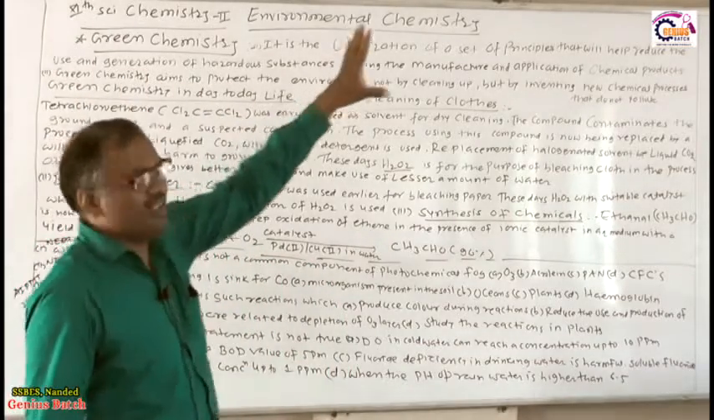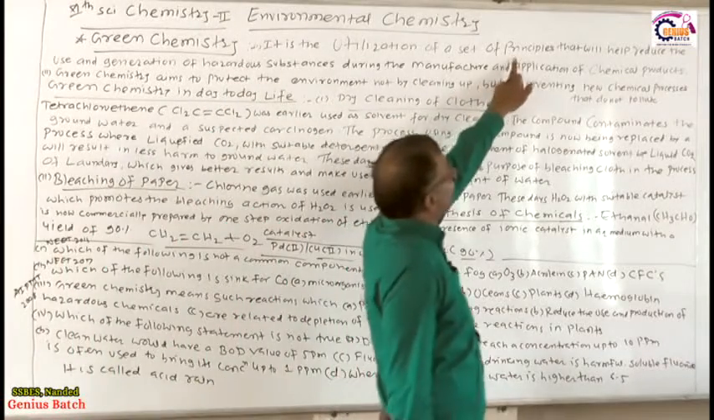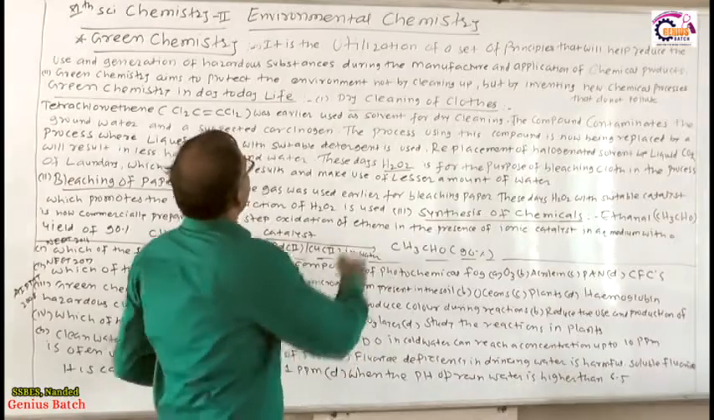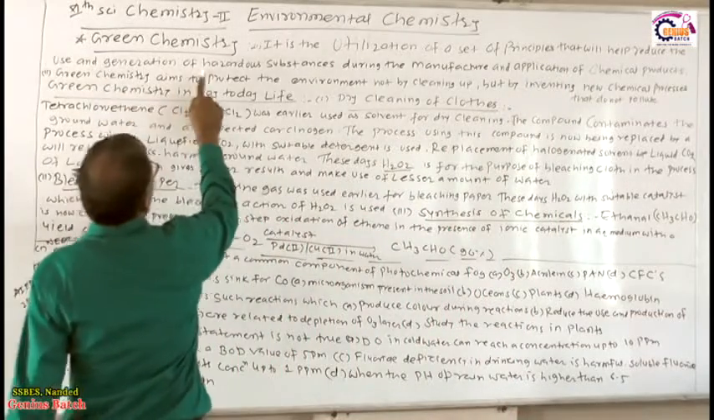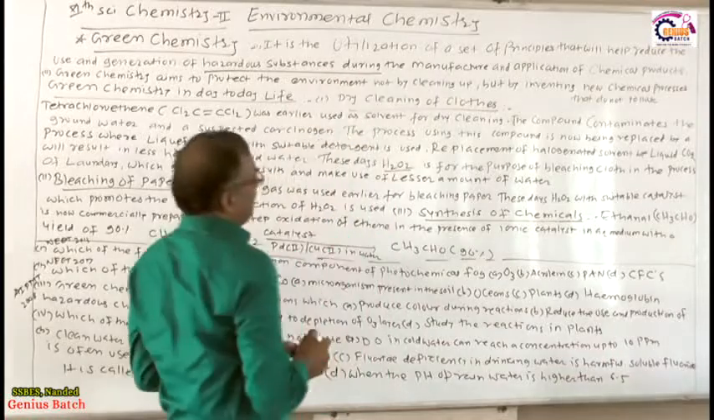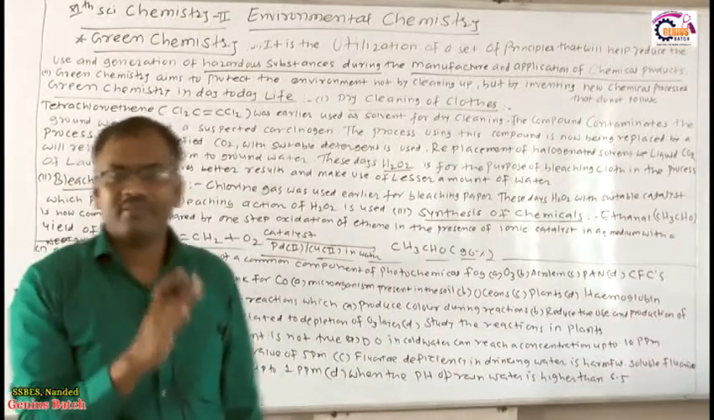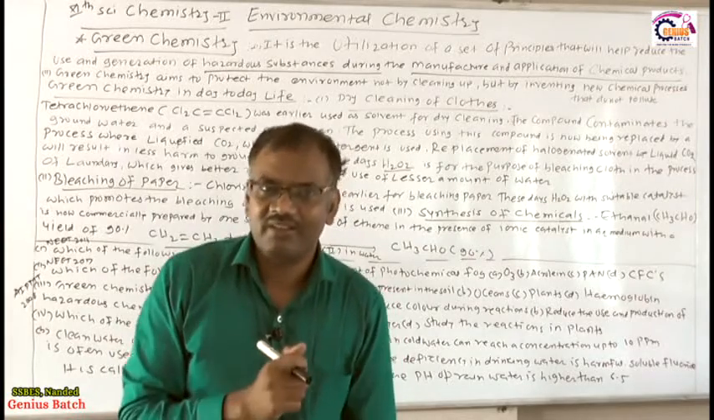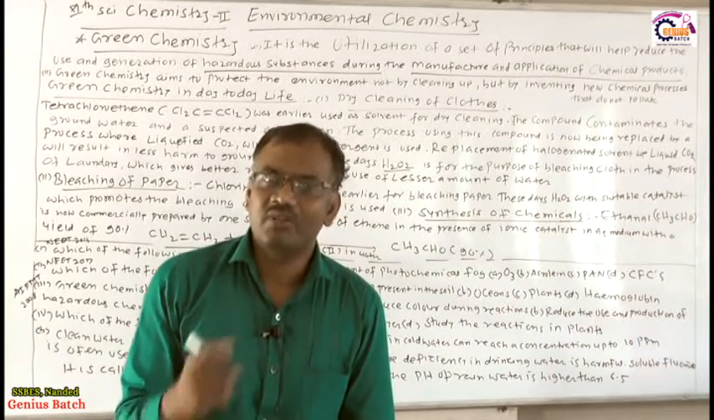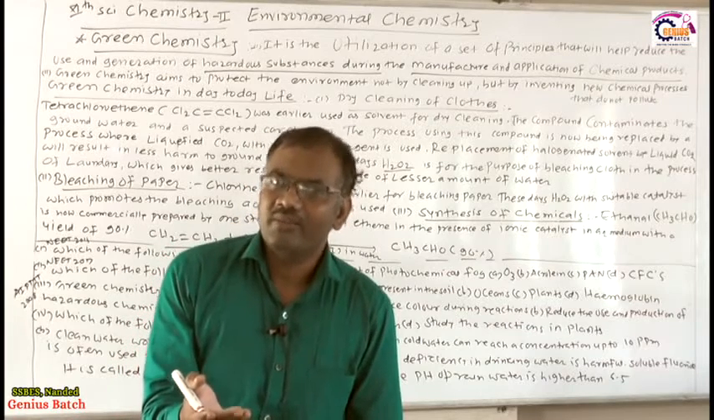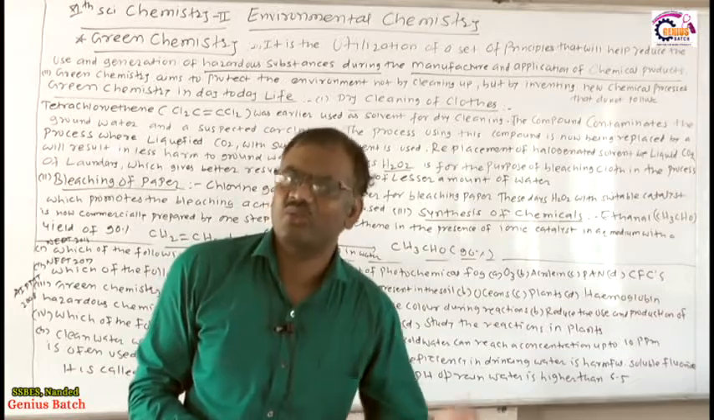Here I have written two very important points to understand green chemistry. It is the utilization of a set of principles that will help reduce the use and generation of hazardous substances during the manufacture and application of chemical products. You know that we are using many hazardous chemicals. For cleaning of hospitals, offices or industries, we use polychlorinated biphenyls. This is a hazardous substance, no doubt. We also use hazardous detergents and cleansing agents.